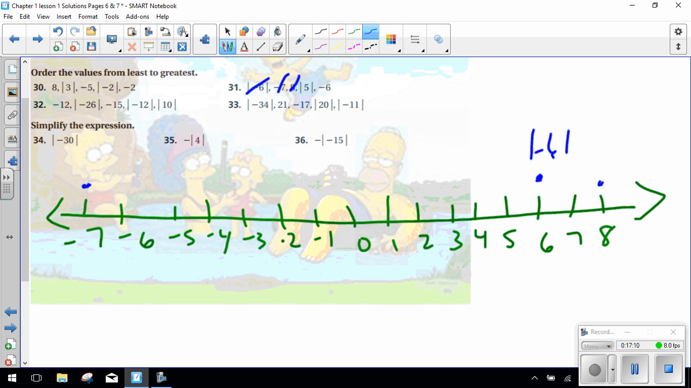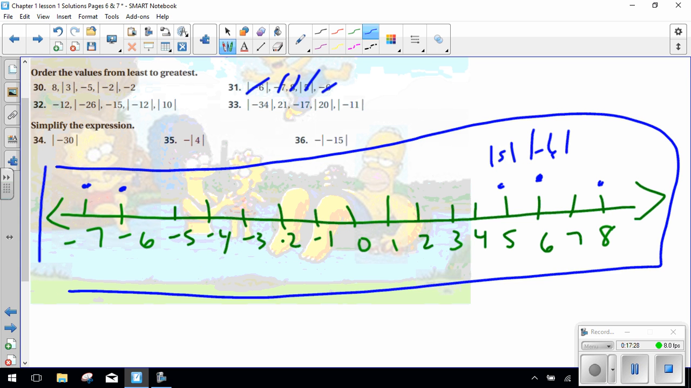Then I have absolute value 5. The absolute value of 5 is, hopefully you're saying 5, so I put a dot here, absolute value 5. And finally, -6 is found down here. So if you look at just the number line, these blue dots are now in order from smallest all the way to largest. Okay, so your solution, you're just going to write the numbers down from left to right.